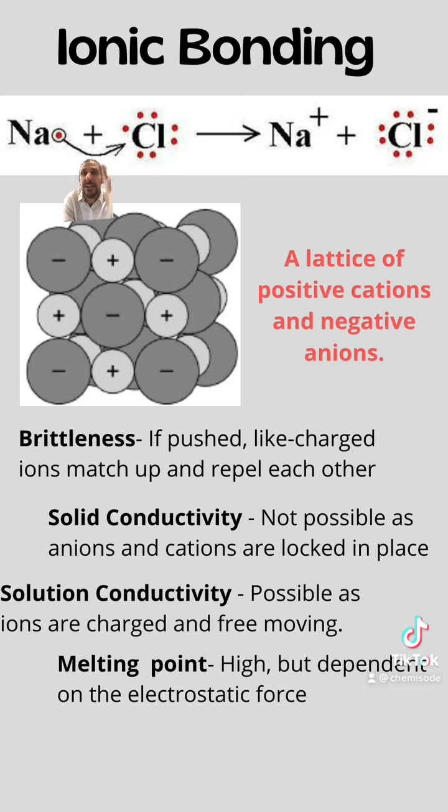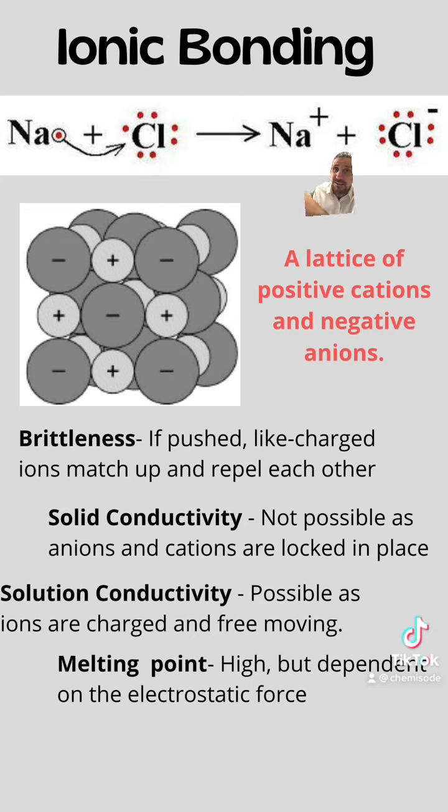By drawing it out like this, which is called Lewis dot structures, you can see the sodium with its 1 electron in the outside shell, that's going to be transferred across to chlorine, which has 7 electrons in its outside shell. When it does this, sodium becomes positively charged because it lost a negative electron. Chlorine, on the other hand, becomes negatively charged because it gained the negative electron.